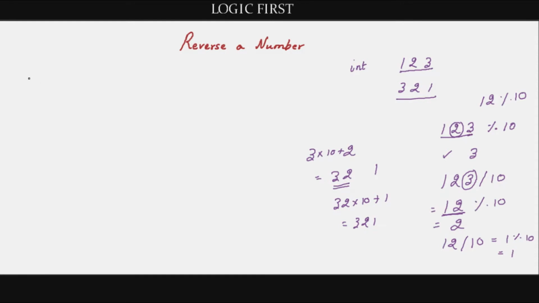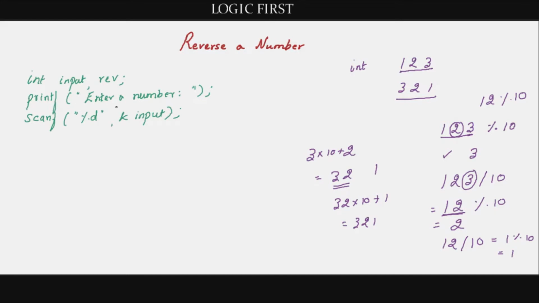Let's now write the program. So you need an input variable to store the input number and then another integer to store the reverse. You can just put a printf statement asking the user to enter a number and scan that number, store it in the input variable. So first step what we discussed was to find the modulo of the input, right? So let's find the modulo of the input mod 10, and we have to store it somewhere, right? Let's store it in the reverse itself for now. So now you have stored the last digit in the variable called reverse.